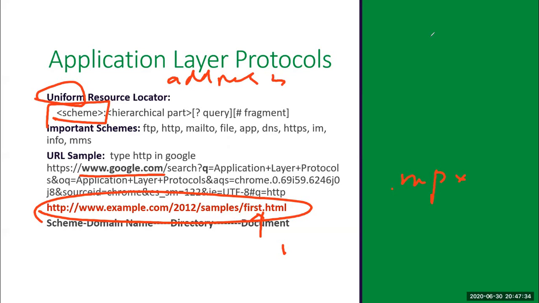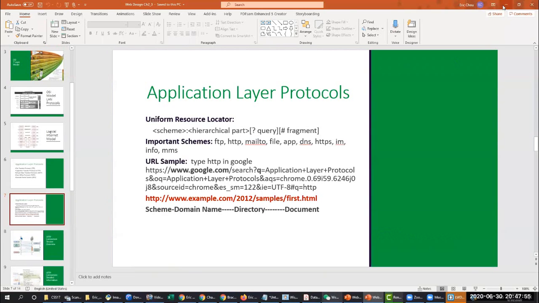Scheme is a different approach. HTTP is one scheme. FTP is one. File is one. So these different URLs you will put into your Chrome address bar. You're just using different protocols. Yeah, you use different protocols.